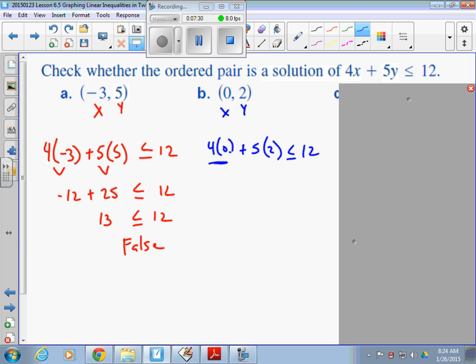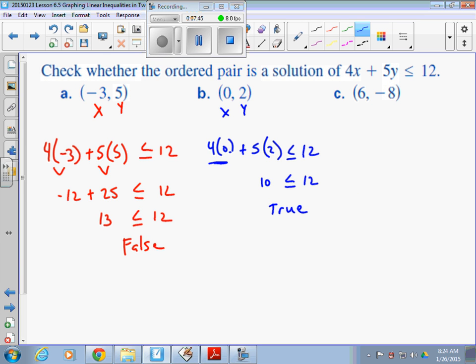We're just going back to that original inequality. That part canceled out. 5 times 2, we know, is 10, is less than or equal to 12. The big mouth eats the big number. This one is true. And then do the last one: 6 and -8. Take about 30 seconds on this one.